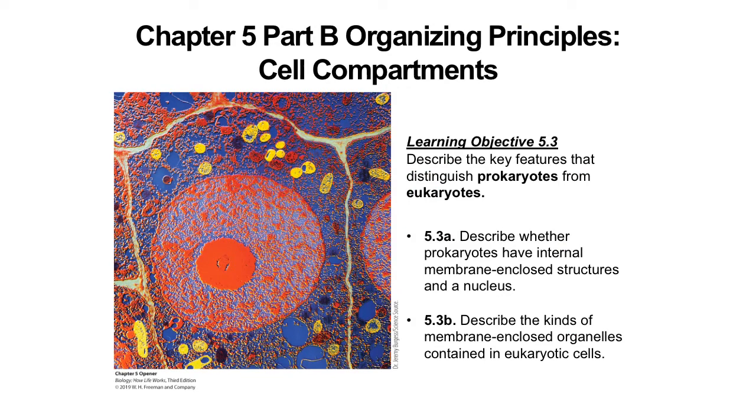Here in section 5.3, our main learning objective is for you to be able to describe, at the end of this video portion, the key features that distinguish prokaryotes from eukaryotes. The sub-objectives are twofold. The first is to be able to describe whether prokaryotes have internal membrane-enclosed structures and a nucleus. And second, to describe the kinds of membrane-enclosed organelles contained in eukaryotic cells.